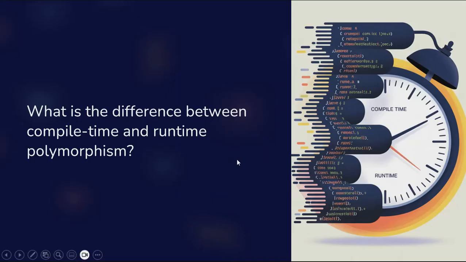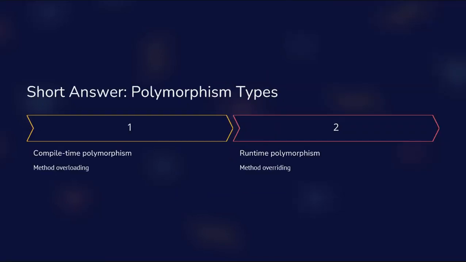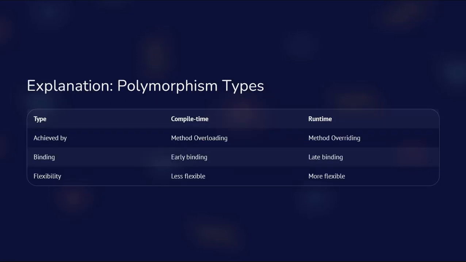So the next question is, what is the difference between compile time and runtime polymorphism? Again, one of the most important questions. So compile time polymorphism means method overloading, while runtime polymorphism is method overriding. Let's compare it by the type achieved by. Compile time polymorphism is achieved by method overloading, while runtime polymorphism is achieved by method overriding. Compile time polymorphism binding is called early binding, while runtime is called late binding. For flexibility, compile time polymorphism is less flexible, while runtime polymorphism is more flexible.